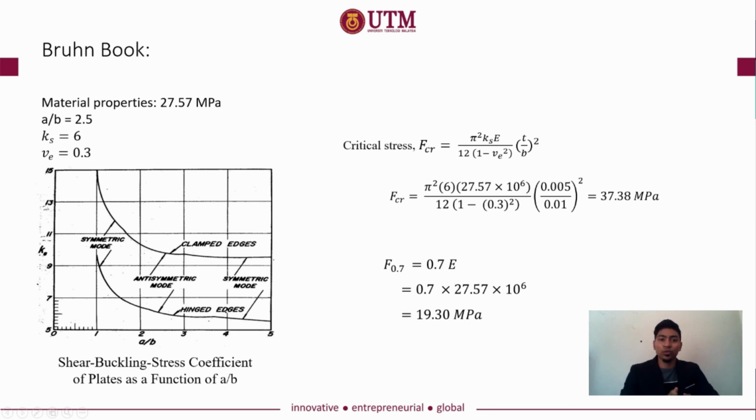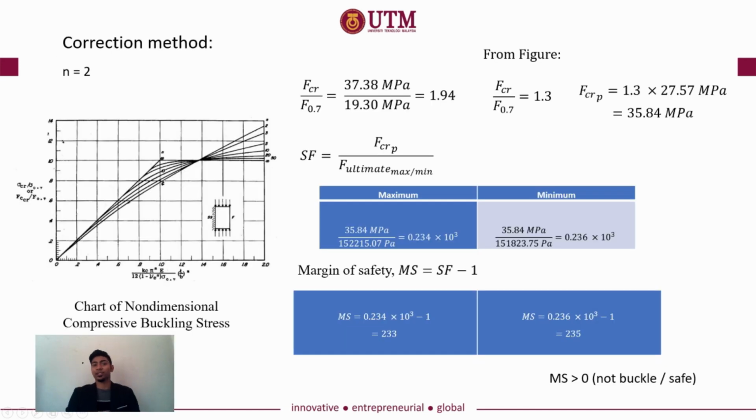F0.7 is calculated to be used in the correction method later. In this correction method, we take the minimum n, which is 2, and use the chart of non-dimensional compressive buckling stress from the calculated critical stress divided by F0.7. Referring to this graph, the new plastic critical stress ratio is 1.3. Then it is multiplied by F0.7 and we get 35.84 megapascal.